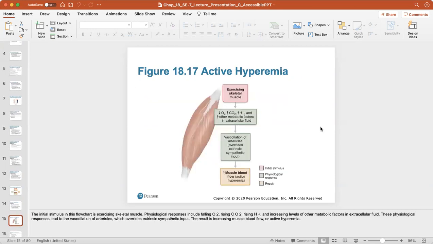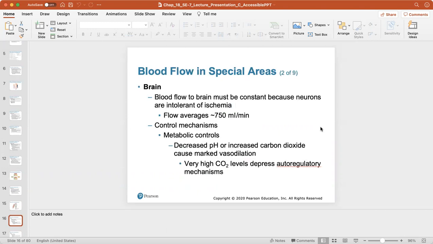So here's just a look at how your muscles and blood flow changes in active hyperemia or exercise, and how the oxygen, carbon dioxide, and hydrogen levels will change. To the brain, blood flow to the brain must be constant because your neurons are intolerant of ischemia. Flow averages about 750 milliliters per minute. And control mechanisms are metabolic control. So if you have any decrease in pH or increased carbon dioxide levels, these will cause marked vasodilation. Very high carbon dioxide levels will depress autoregulatory mechanisms.